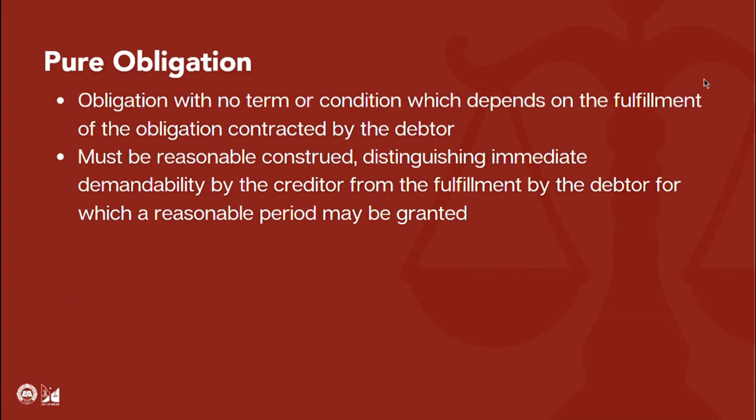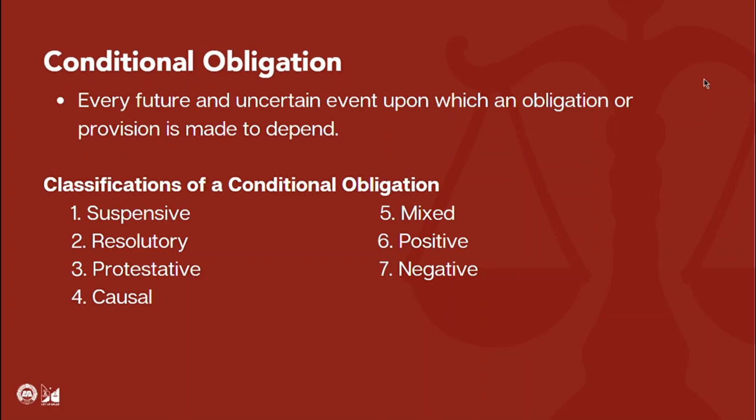A conditional obligation, on the other hand, is one where every future and uncertain event upon which an obligation or provision is made to depend. There are seven classifications of a conditional obligation. The first one is suspensive, where the happening of the condition gives rise to an obligation. Second is resolutory, where the happening of the condition extinguishes rights already existing.